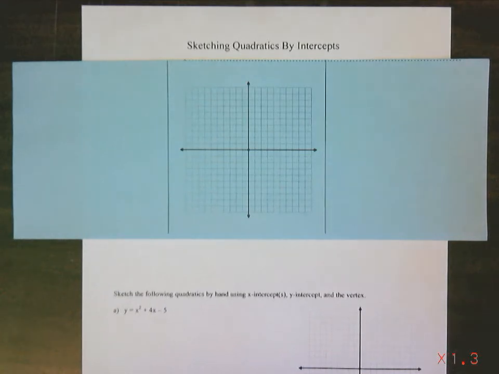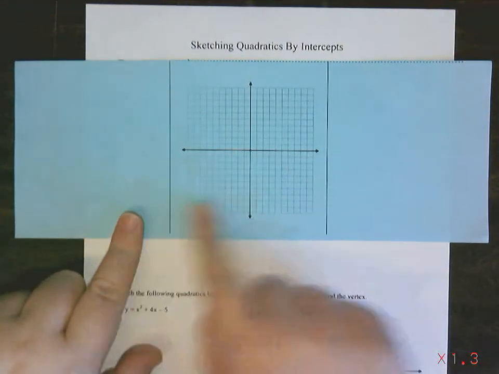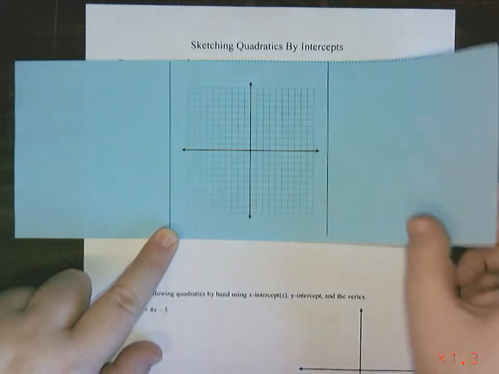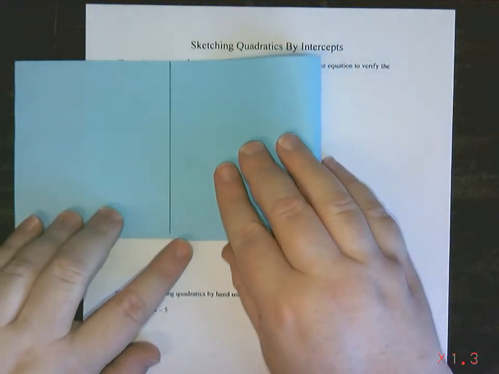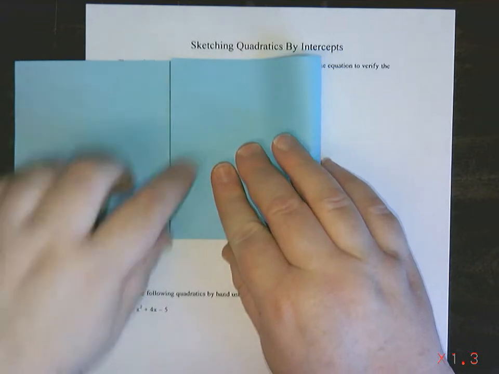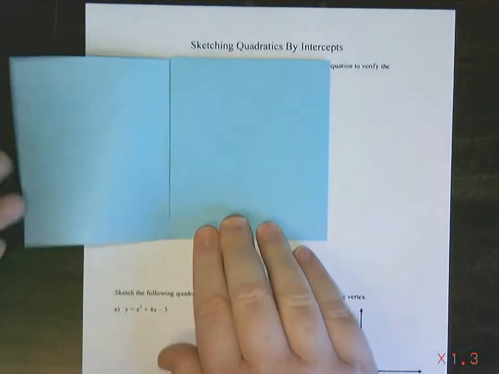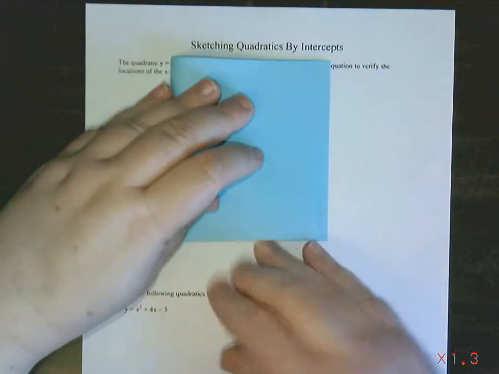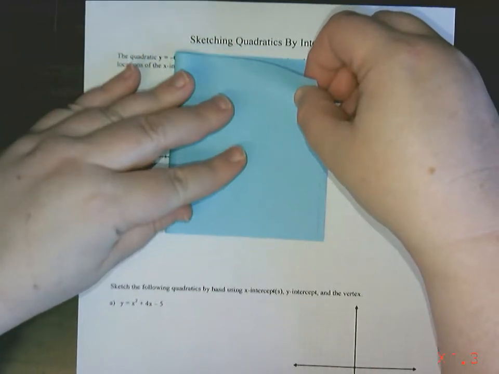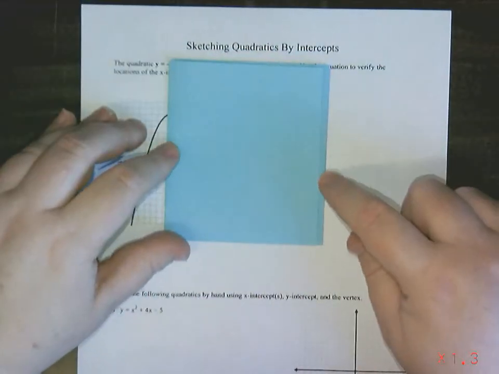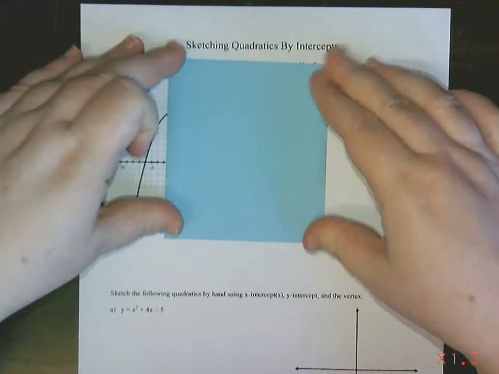Today we're talking about sketching by intercepts, and we're going to start by making our foldable for the day. You need to take that blue piece of paper with the grid in the middle, and we're going to fold one of the sides over to the black line and make a crease. And then we're going to fold the other side over to close up the book. If it doesn't meet exactly, that's okay. I have a little gap there, and that's just fine.